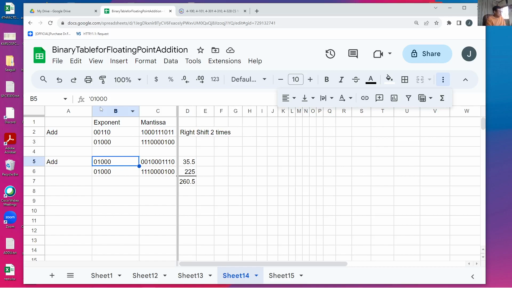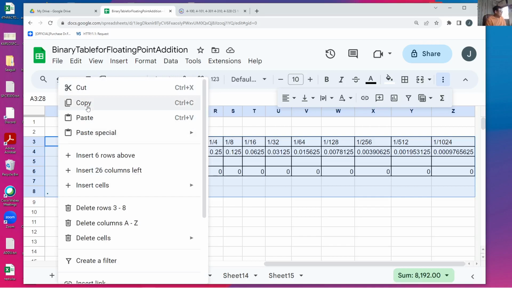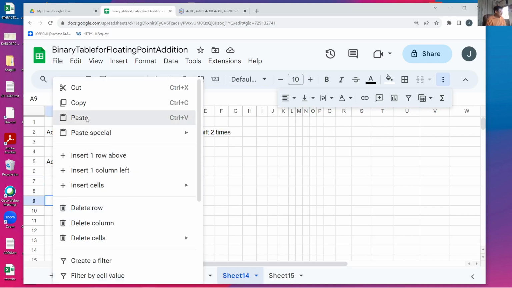And before we do that, I have converted this to decimal, and the first number is actually equivalent to 35.5. The second number is 225. So we will expect a sum of 260.5. So let us now convert the mantissas individually by copying our binary table. We still have the same binary table. I copy it and go over to my solution sheet where I paste the values.